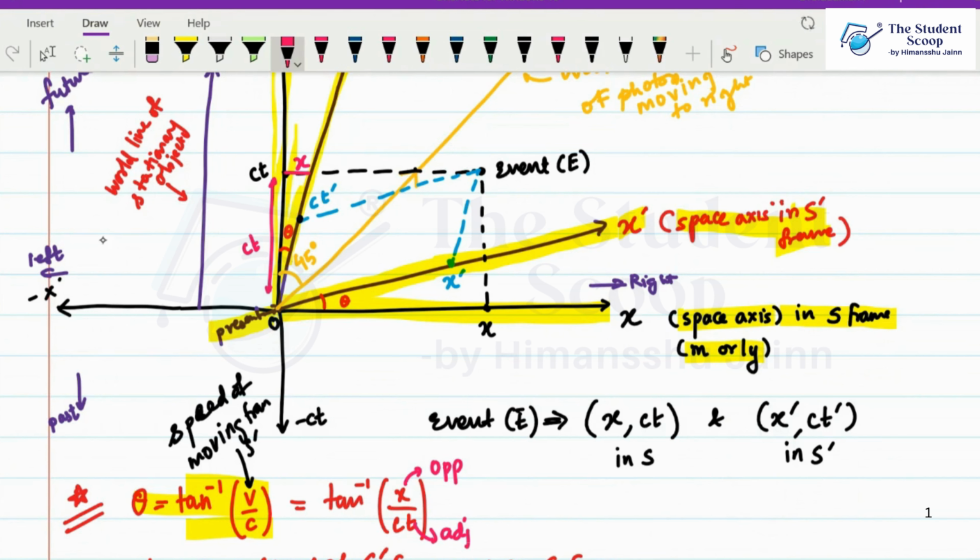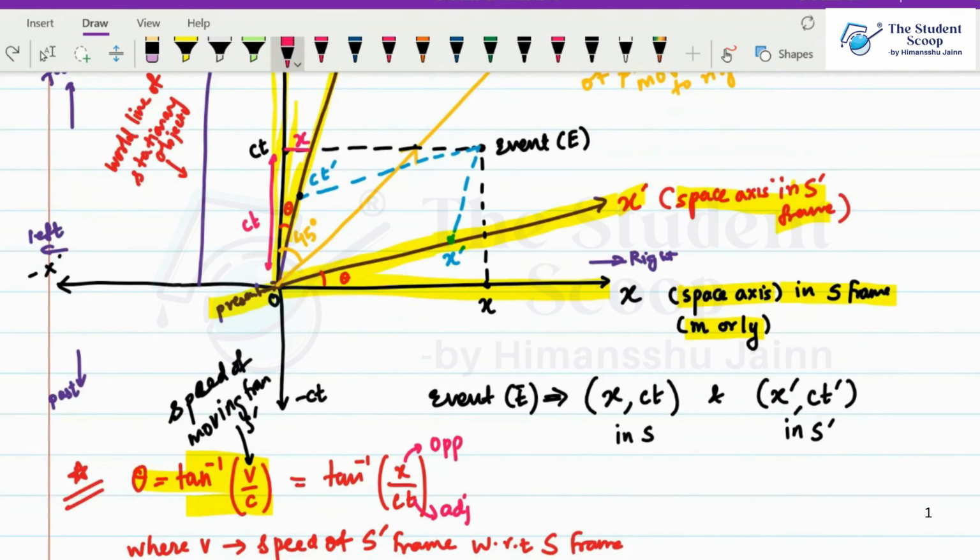Okay, so determining v from the graph is also simple. You just have to take the opposite side and the adjacent side. For any line on this graph, you can take this as well. It doesn't matter. And we can get the v by c. We will look at that in the problem as well.